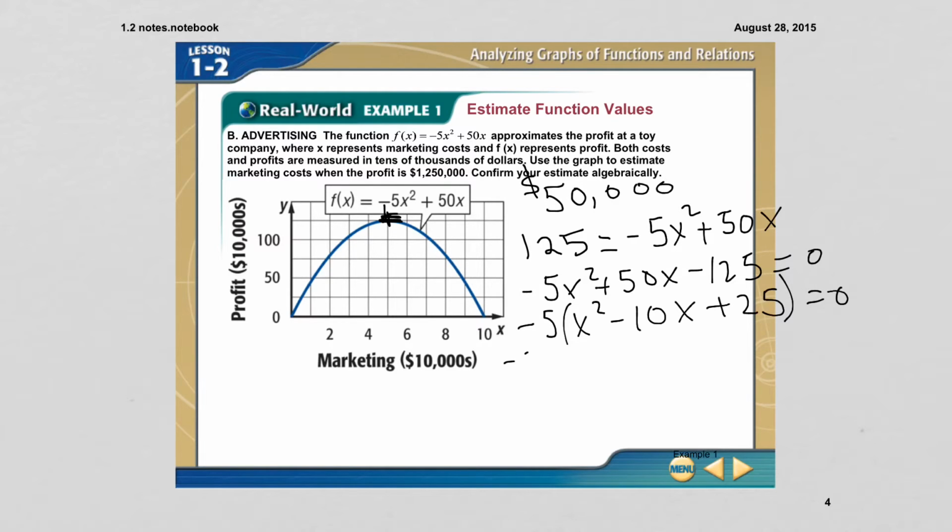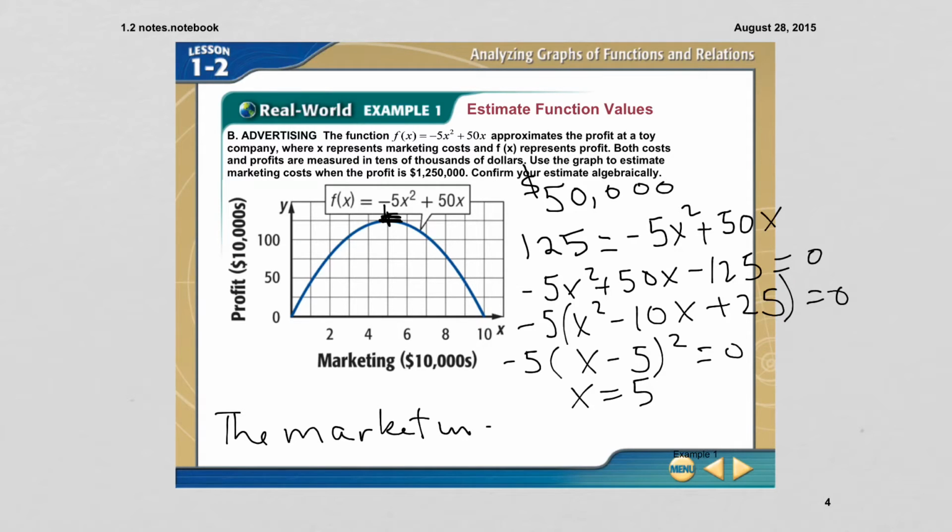Well, I know that factors as x minus 5 squared equals 0. So that means my x equals 5. So I translate that, and that means the marketing cost is going to be $50,000.